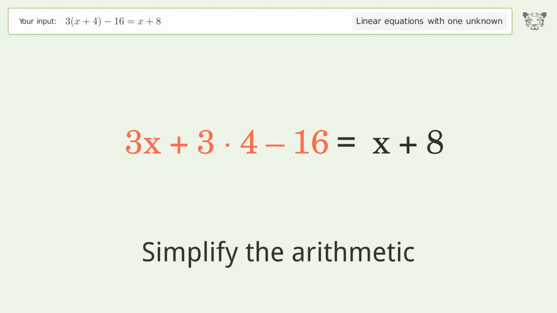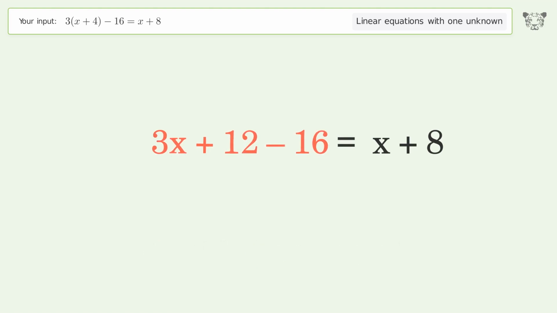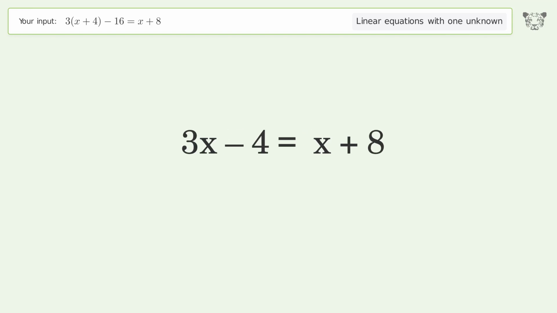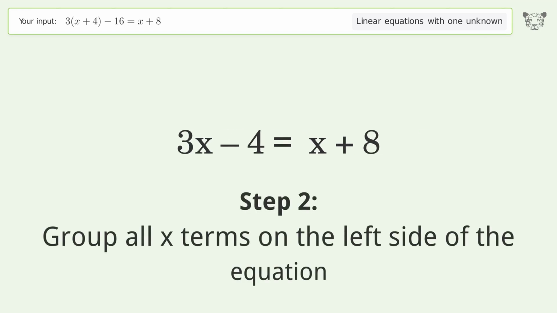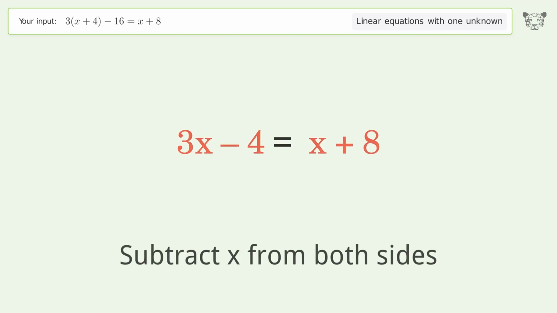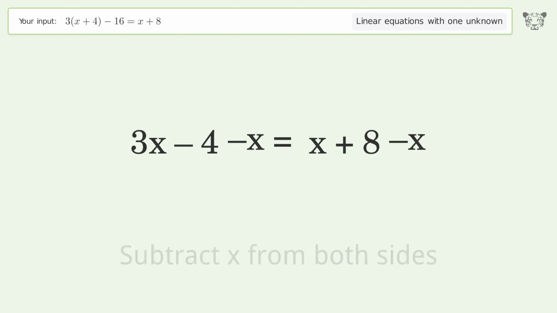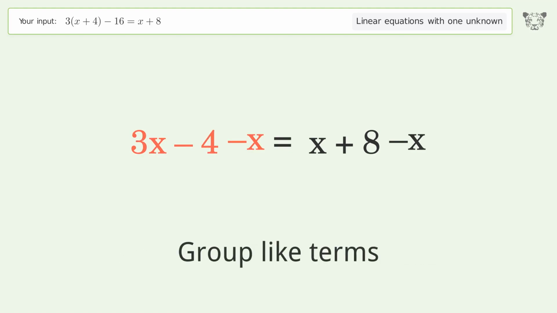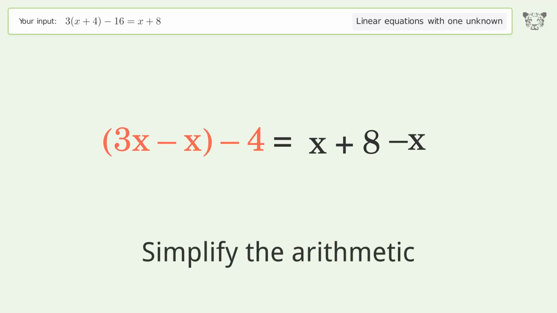Simplify the arithmetic. Group all x terms on the left side of the equation. Subtract x from both sides. Group like terms. Simplify the arithmetic.